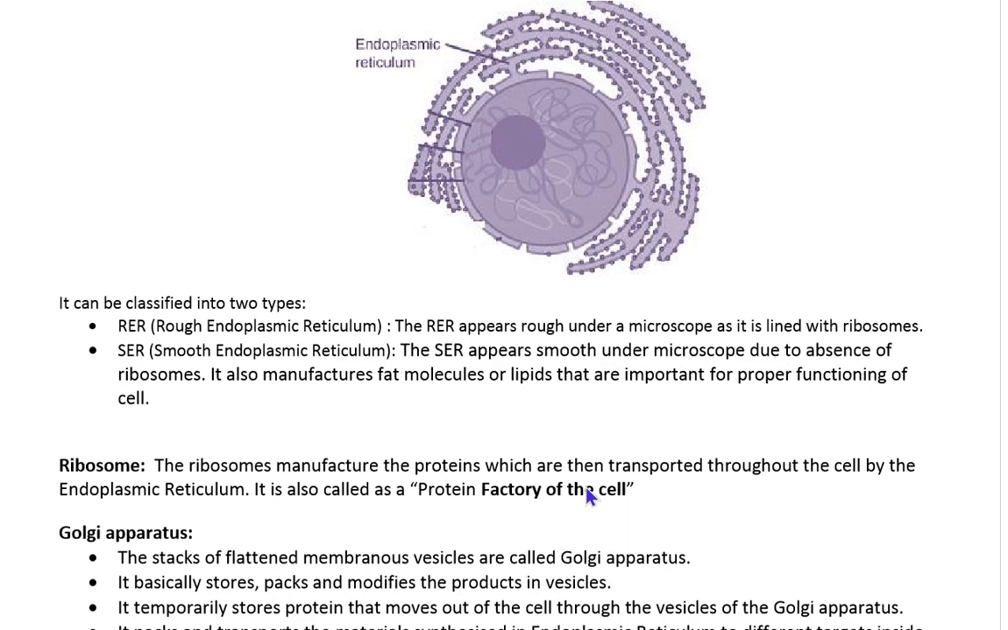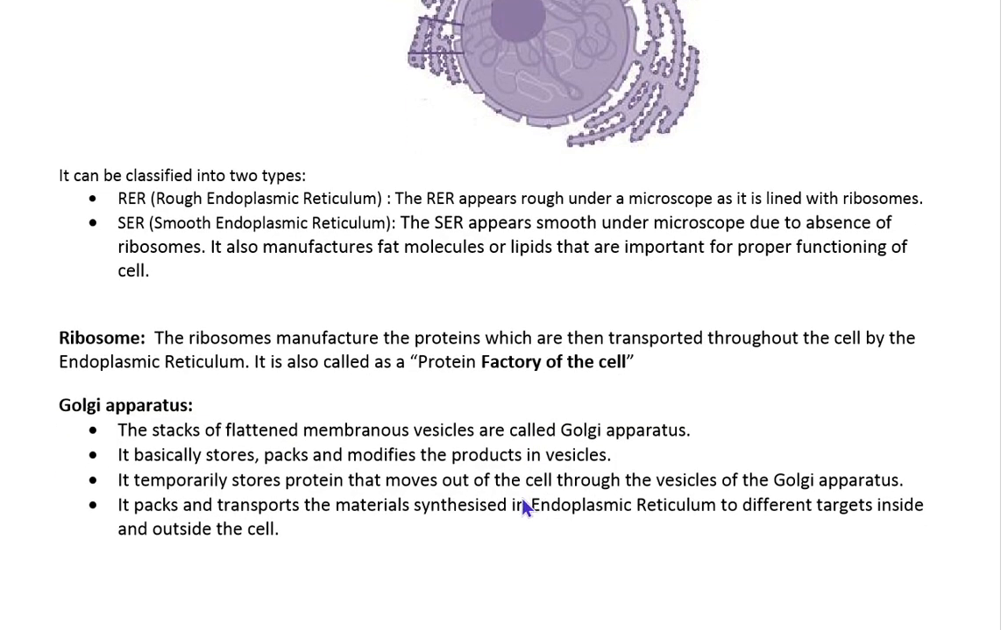The next is ribosomes. The ribosomes manufacture the proteins, which are then transported throughout the cell by the endoplasmic reticulum. So ribosomes are present on the rough endoplasmic reticulum. They manufacture protein. Because they manufacture protein, they are also known as the protein factory of the cell. So we now come to know that ribosomes are the protein factory of the cell.